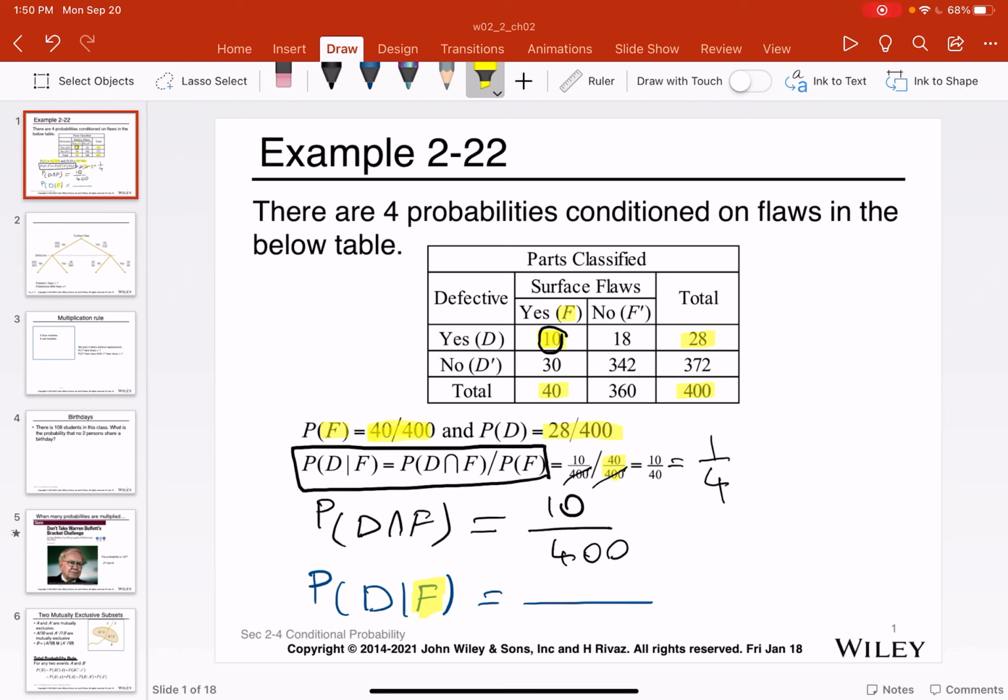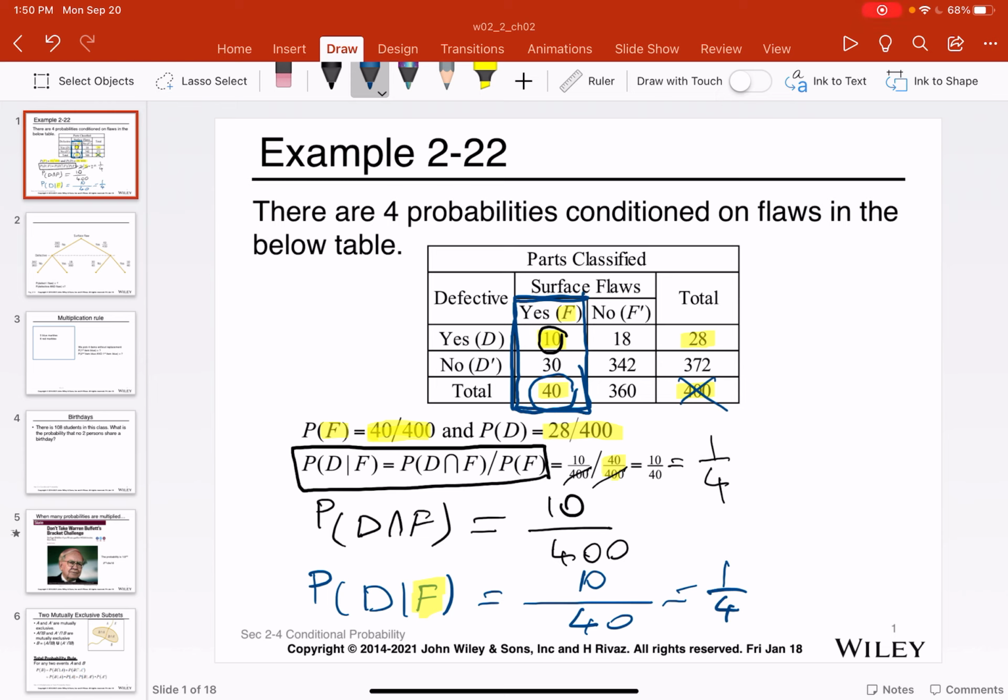So how many total ways are there for F to happen? 40, right? So when we say given F, it means that I'm definitely in this column, right? So my sample space is not 400 anymore, it's 40, right? And what's the probability of defective? 10. So that's also 1 divided by 4, right? So I find this one easier than the previous one.